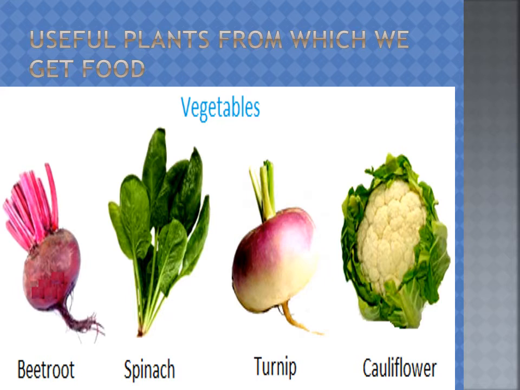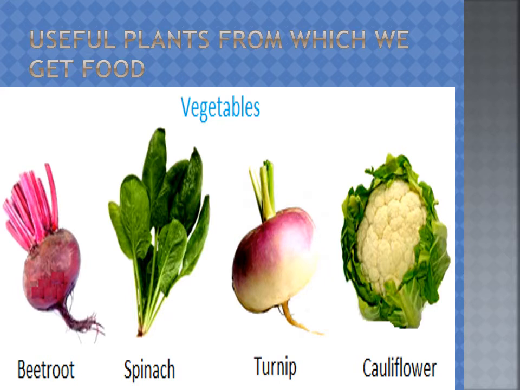Everybody see the picture. Beetroot, spinach, turnip, cauliflower. These are vegetables that we are eating. Yes, we get food from the plants. Plants primarily serve as a source of food. Plants always store food, and that food only we are taking.